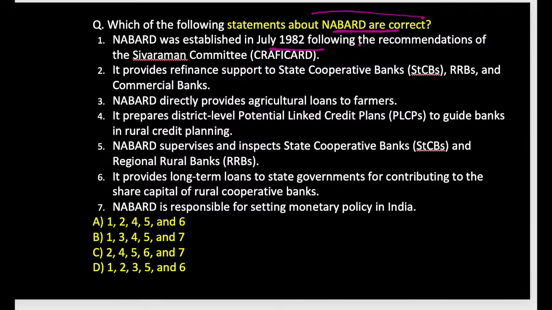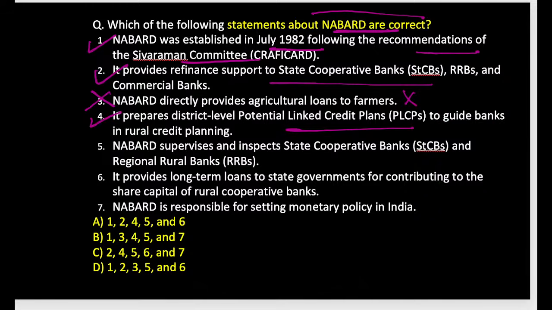NABARD was established in July 1982 following the recommendation of the Shivaraman Committee, the second committee to review arrangements for financial and institutional credit for agriculture and rural development. True, the first statement. It provides refinance support to state cooperative banks, RRBs and commercial banks. NABARD directly provides agriculture loans to farmers? It is a DFI and they do not directly deal with customers mostly. It prepares district-level potential linked credit plans to guide banks in rural areas. True.